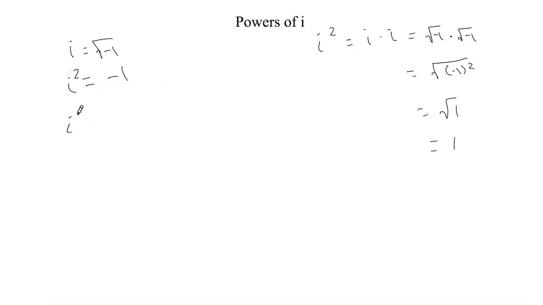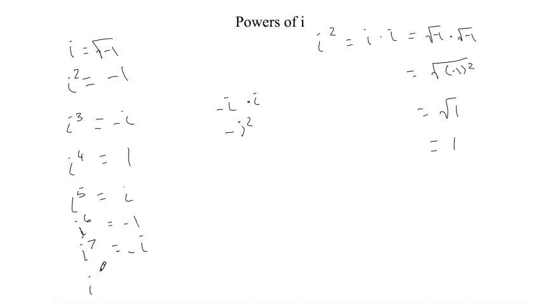What is i cubed? i cubed is -1 times i, or negative i. i to the fourth, same thing, negative i times i. So negative i times i equals negative i squared, or -1 times -1, which is 1. So we've got i to the fifth. We get 1 times i, which is i. i to the sixth equals i times i, or -1. i to the seventh, -1 times i, or negative i. And i to the eighth, negative i times i, or 1.